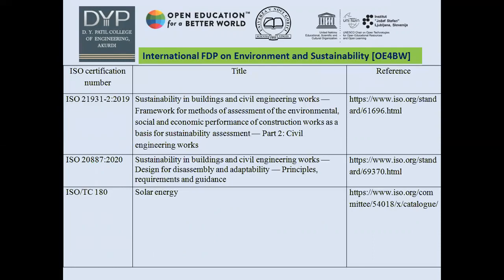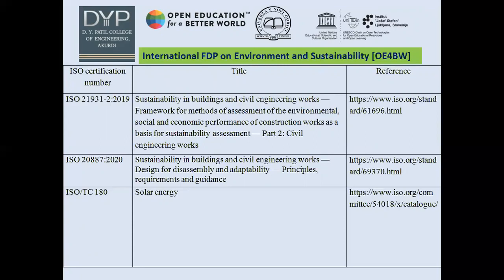Here you can see there are different ISO certification numbers, identification numbers, showing the title, that is, the purpose for which this particular ISO certification is used, and the reference from which I have taken these ISO numbers. For example, you can see ISO 21931 is there, that is related to sustainability in building and civil engineering works, framework for methods of assessment of the environmental, social, and economic performance of a construction work as a basis for sustainability assessment, part 2.